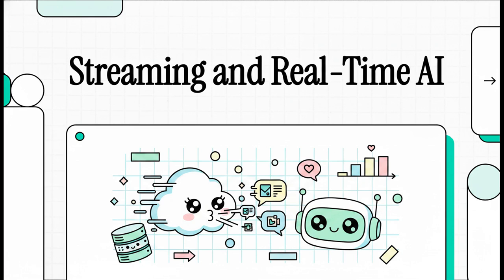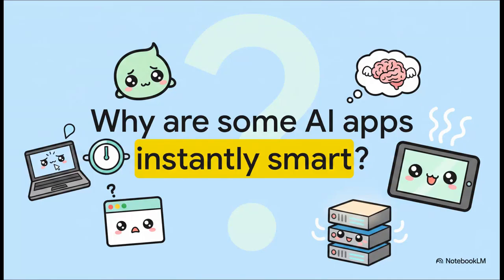We're going to break down exactly how that works, why it matters, and how you can think about it for the tools you use and build every day. But first, let me ask you a question. Why do some AI apps feel instantly smart, while others leave you just staring at a blinking cursor? You know exactly what I'm talking about, right?